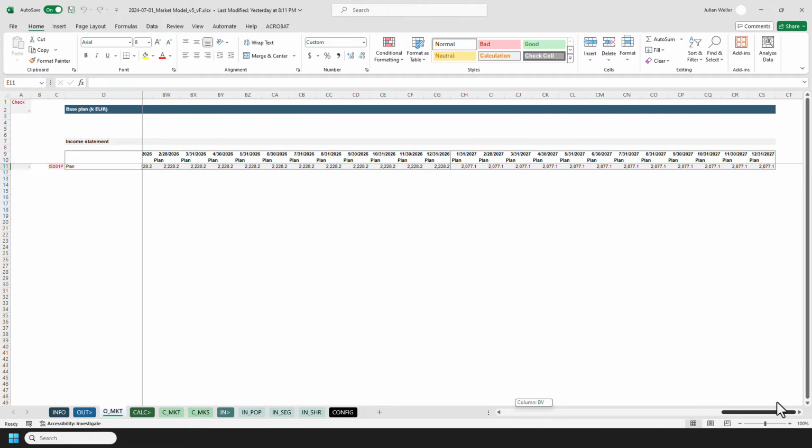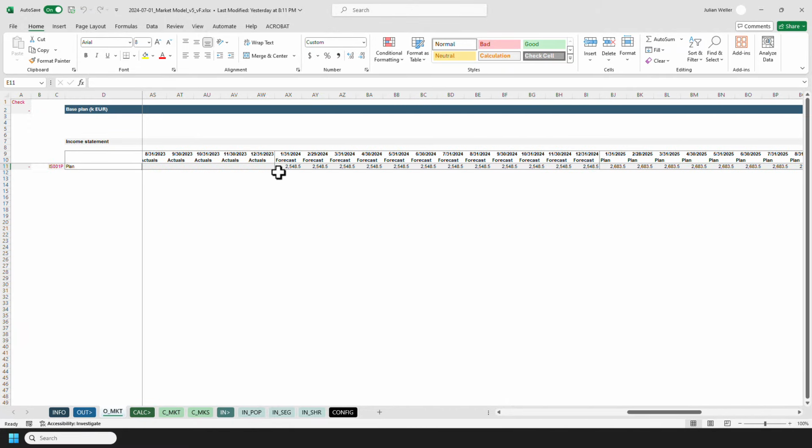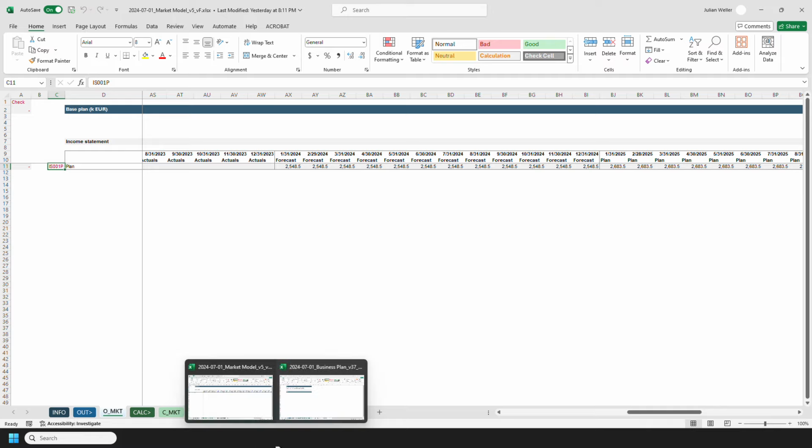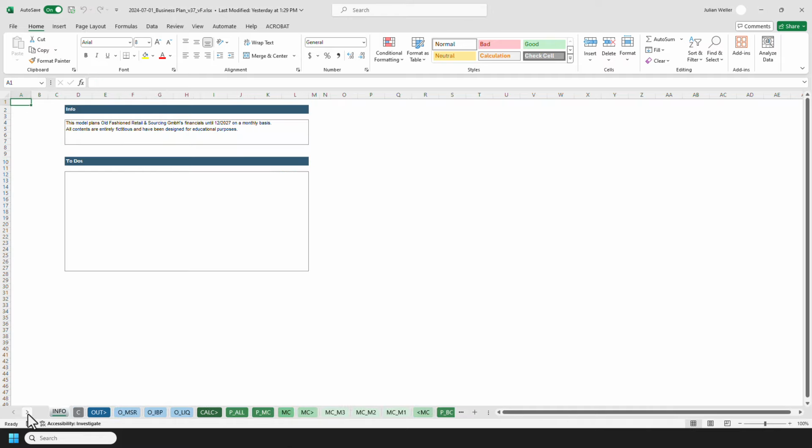So this is what we have over here on a monthly timeline till the end of 2027, starting from the beginning of 2024. So this is just the idea for the sales here. So it's number one item in the income statement. And you will remember this from the business plan model.